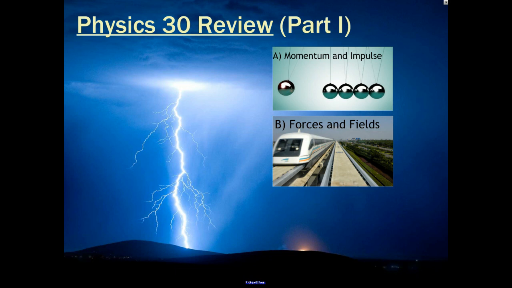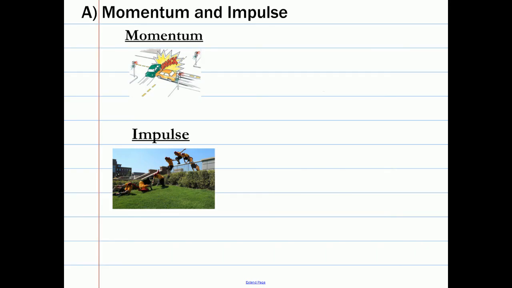Welcome to the first of 4 Physics 30 review videos. In this video we'll be looking at Unit A, Momentum and Impulse. This unit essentially dealt with collisions and how to mitigate the effects of those collisions.